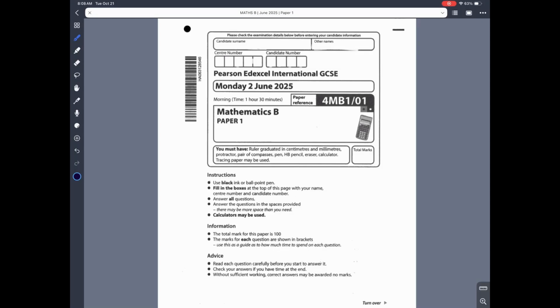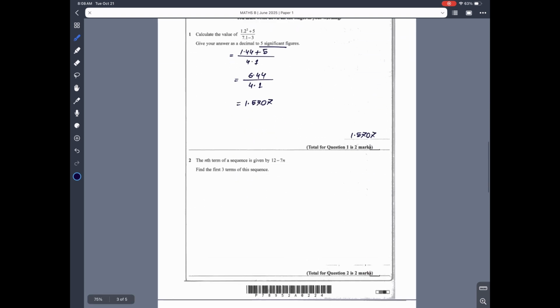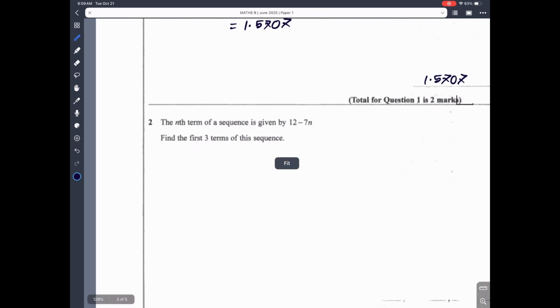So today we will be doing Maths B, May-June 2025, Paper 1, question number 2. The nth term of a sequence is given by 12 minus 7n. Find the first three terms of the sequence. So the nth term is given.